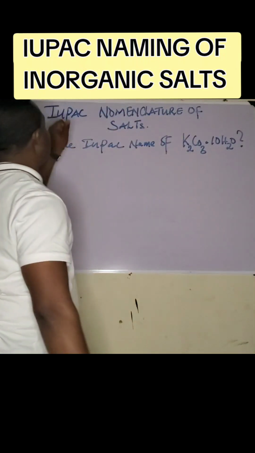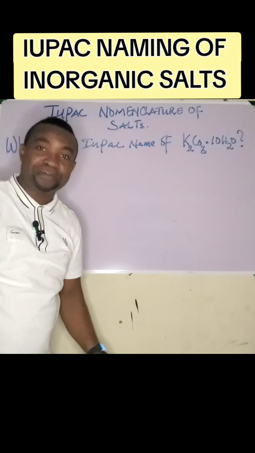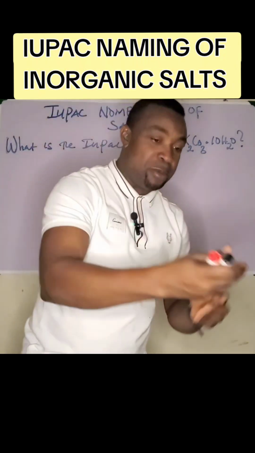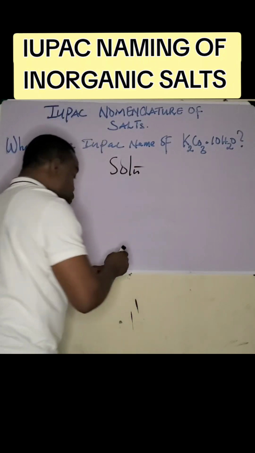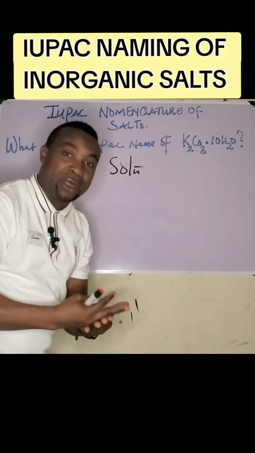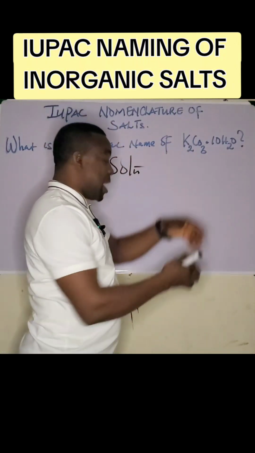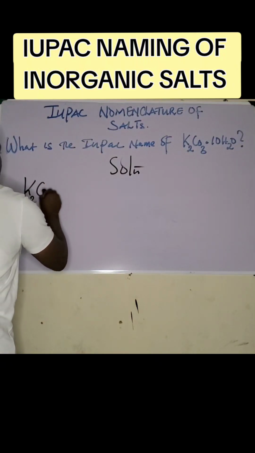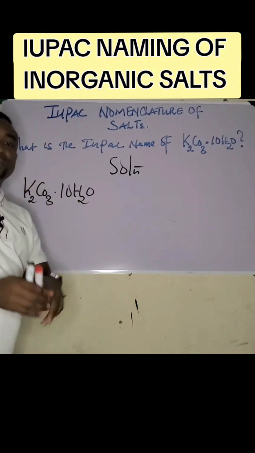So let us quickly see the nomenclature of this very particular salt. We want to give this salt an IUPAC name. First of all, of course, there are rules that should be obeyed in order to name this compound. And one thing we should have at the back of our mind is this compound is a neutral compound.